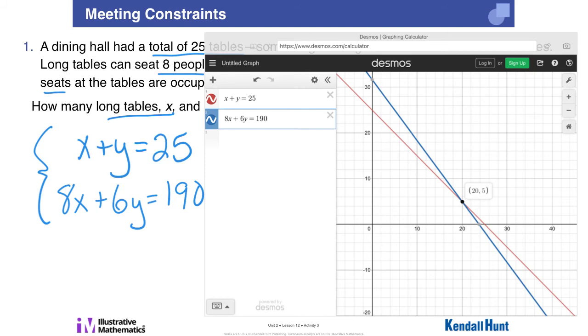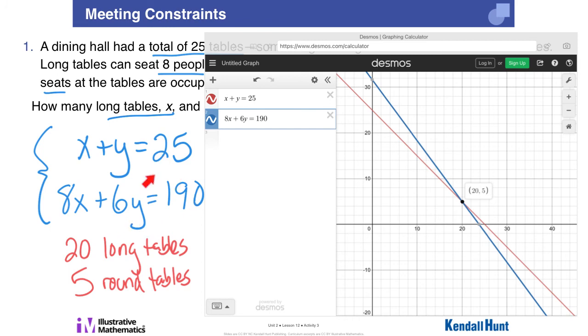So in this case, it would be 20 is our X, that was our long tables, and 5 was our Y, and that's going to be the round tables. So if I have 20 long tables and 5 round tables, I'll have a total of 25 tables and a total of 190 seats.